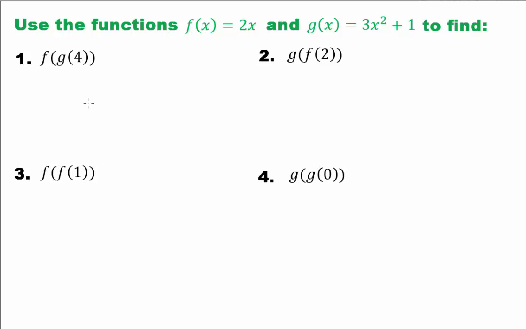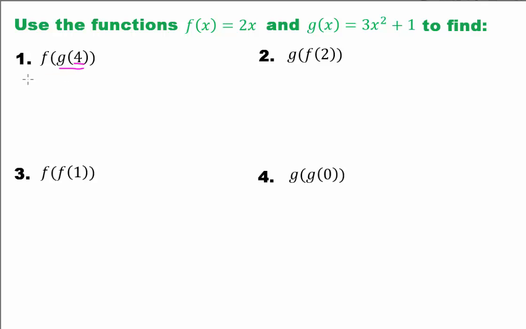So for each of these problems, we're going to use two functions, f of x is equal to 2x and g of x is equal to 3x squared plus 1. And we're going to evaluate them all at these various values of x. So we start with number 1, and notice how we have the x value at 4, and notice how we have g of x inside.